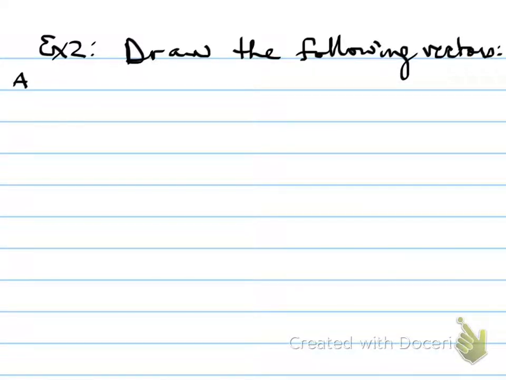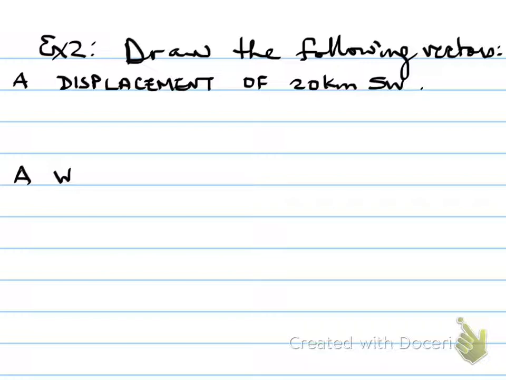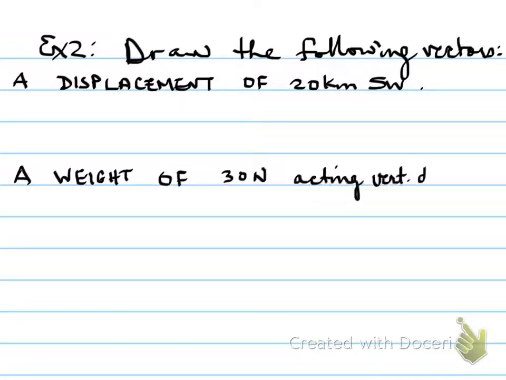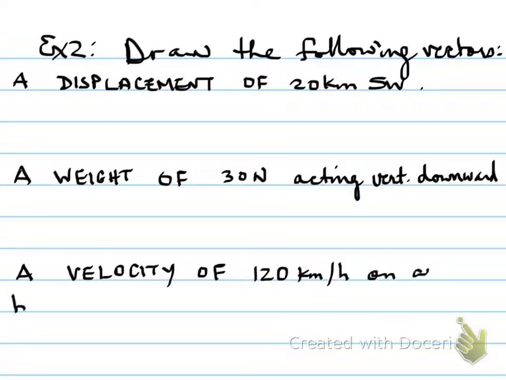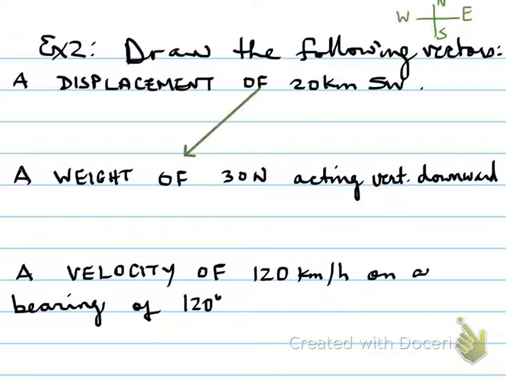An example of this will be, let's say you're asked to draw the following vectors. A displacement of 20 kilometers southwest. Another one, a weight of 30 newtons acting vertically downward. And finally, a velocity of 120 kilometers per hour on a bearing of 120 degrees. What does this mean? Well, first of all, we should probably write out our compass. Directional compass is north, east, south, west. Back in my day, we called it never eat shredded wheat, but we all know shredded wheat is healthy, so it's been modified to never eat stinky watermelons, which probably is a good idea.